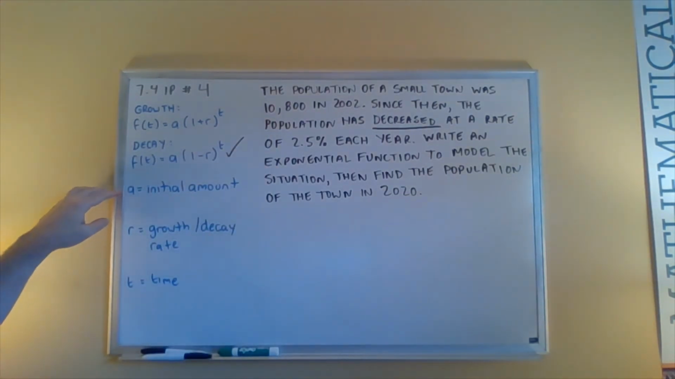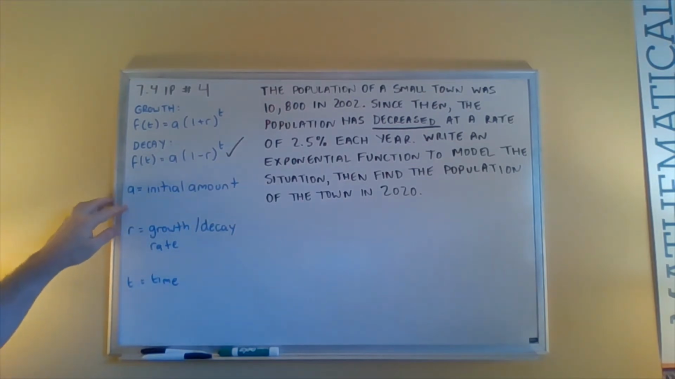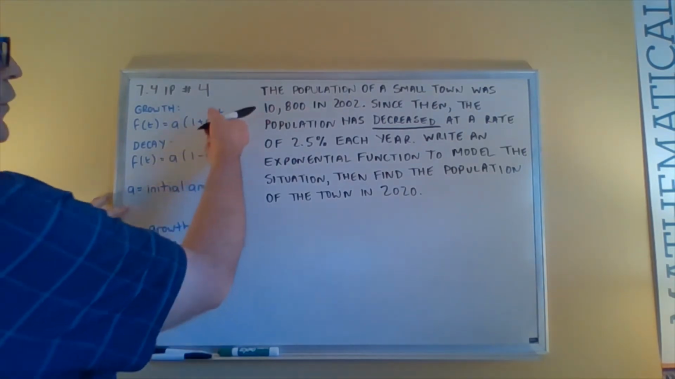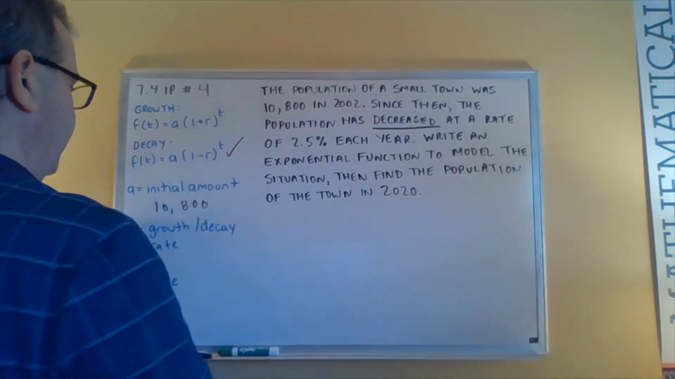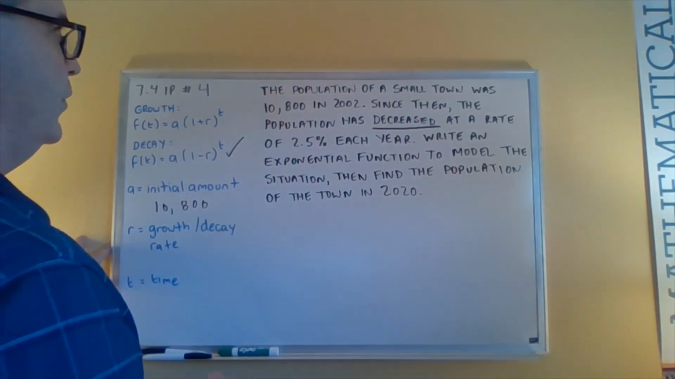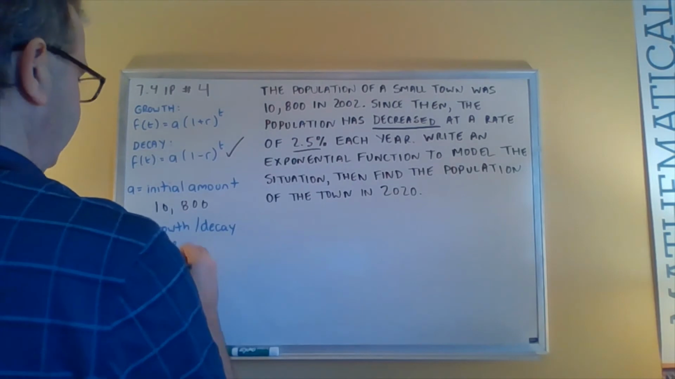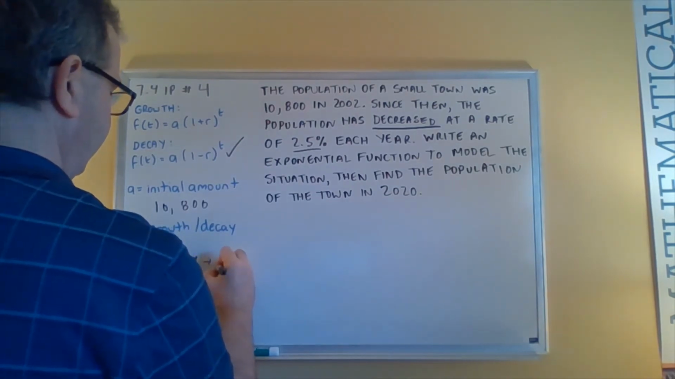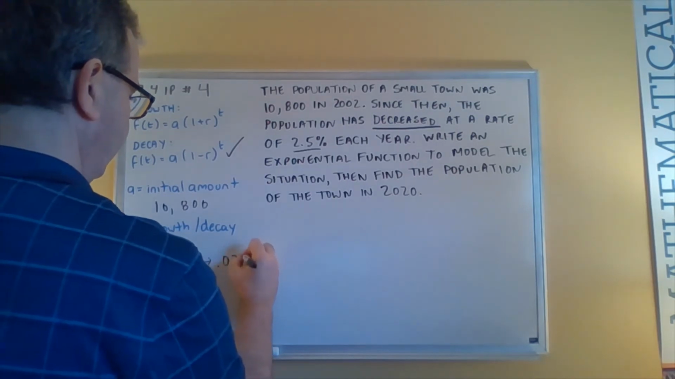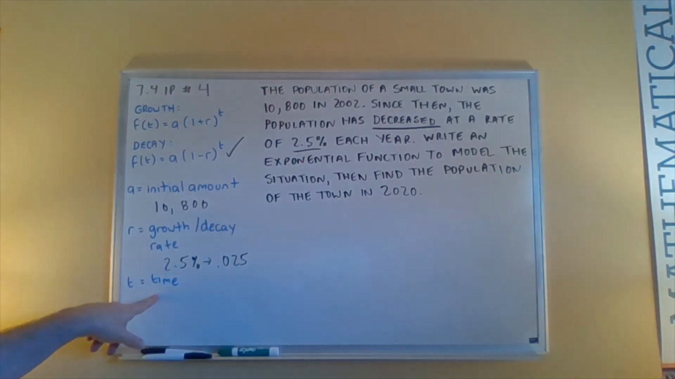Now we identify our A, our R, and our T. A is our initial amount. We started out with a population of 10,800. R is going to be our decay rate. We're decaying at 2.5% each year. We're going to write that as a decimal, so that's 0.025. And finally, time. When we're doing our model function, time is just going to be t.